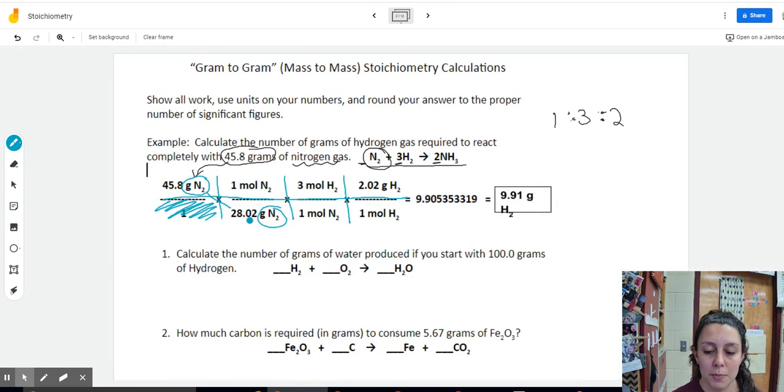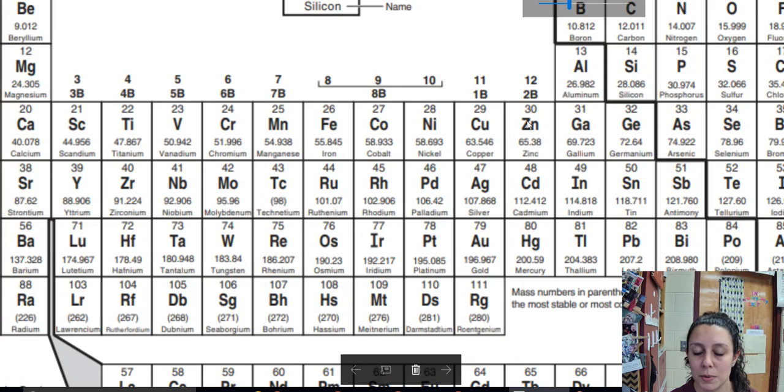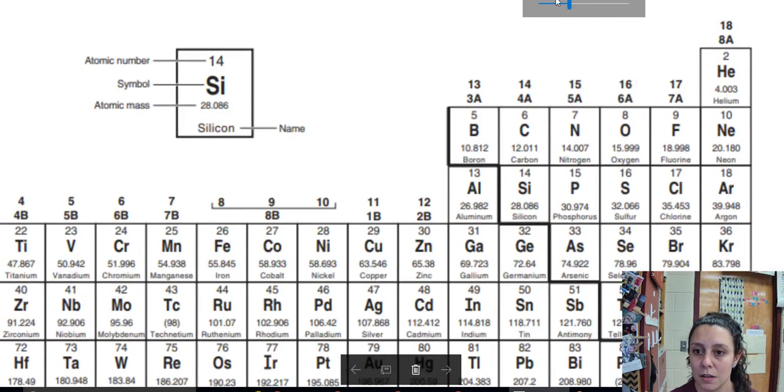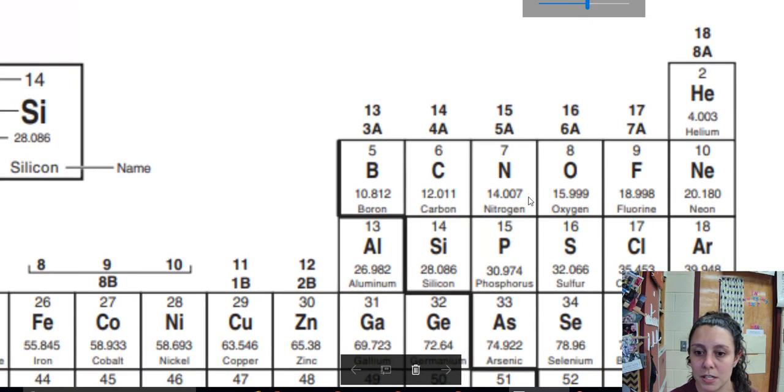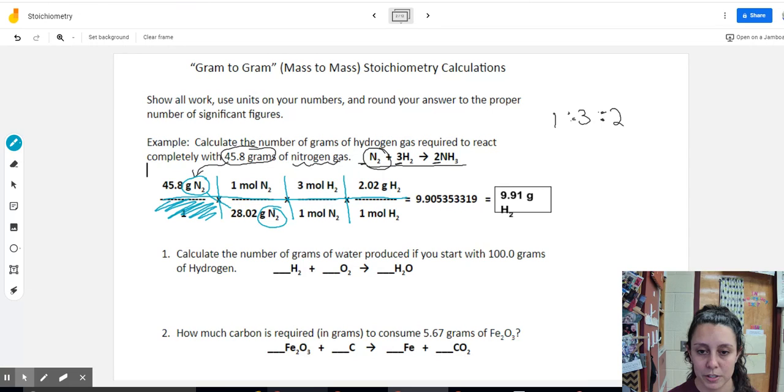This 28.02 is coming straight from our periodic table. If I zoom in on this, we can see that nitrogen has a 14.007. If I take my calculator and say 14.007 times 2, I get 28.014, sorry. And that is exactly where this is coming from. 28.02, they rounded.